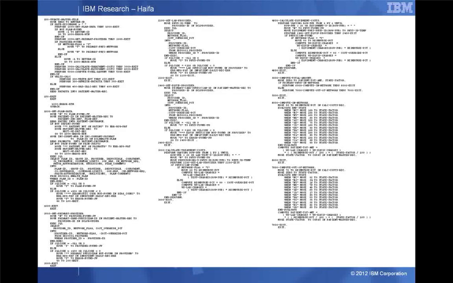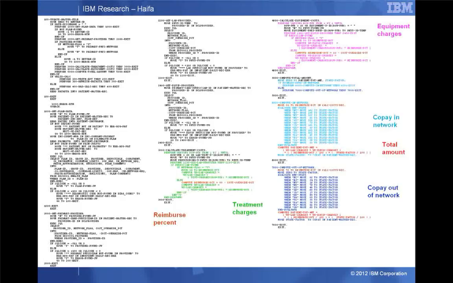Ideally, we would like to be able to take code like this and color it like this in order to find the business rules in it. As you can see, this isn't trivial, since rules aren't always contiguous in the code, and they may be intertwined. Finally, we would like to extract the rules into a rule engine, such as IBM WebSphere Operational Decision Management.